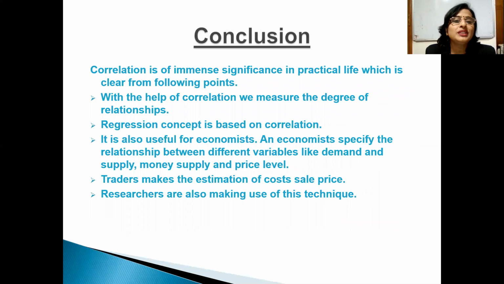Now I come to the conclusion that this correlation statistical tool is of immense significance in practical life, which is clear from the following points. With the help of correlation, we measure the degree of relationship. The concept of regression is based on correlation. This correlation is useful for the economist. An economist can specify the relation between different variables like demand and supply, money and price level. The traders make the estimation of cost, sale, and price on this fantastic technique. Researchers are also making use of this technique.